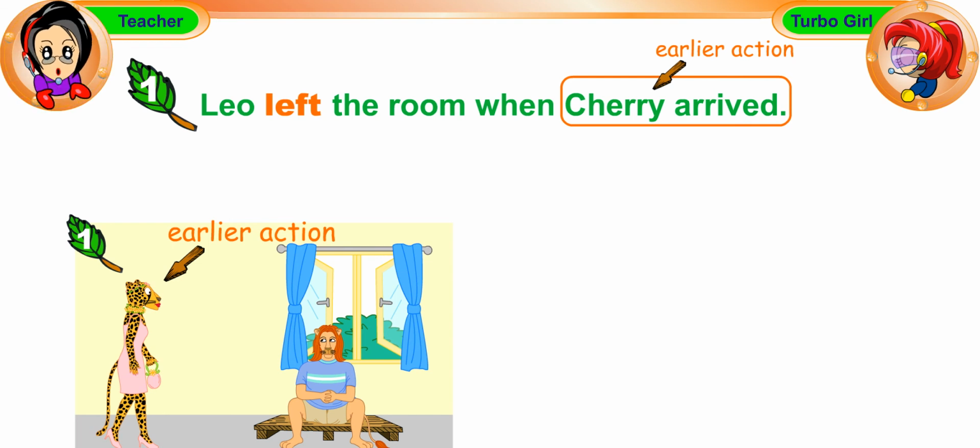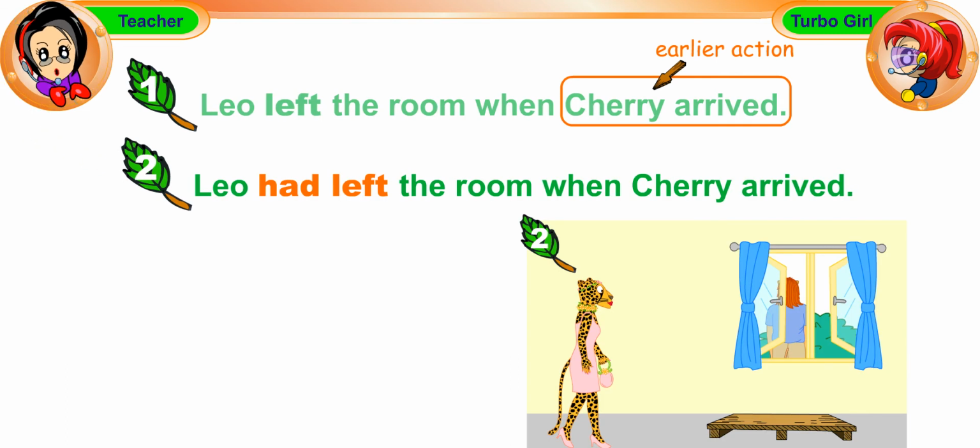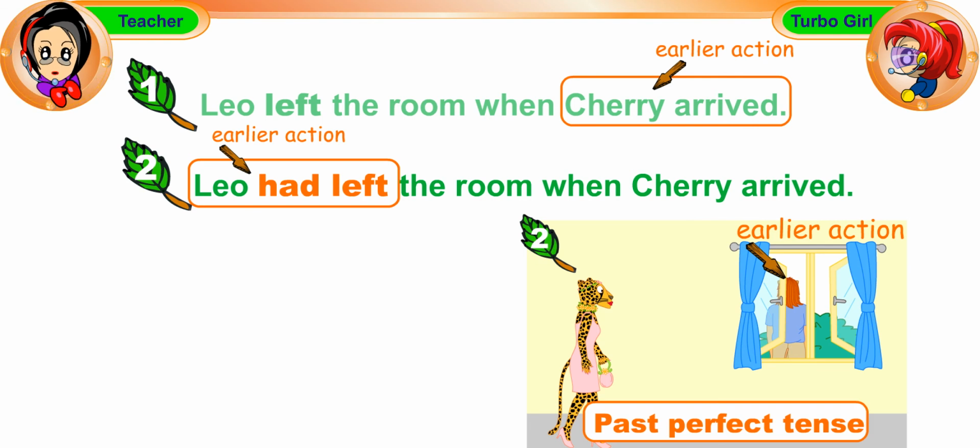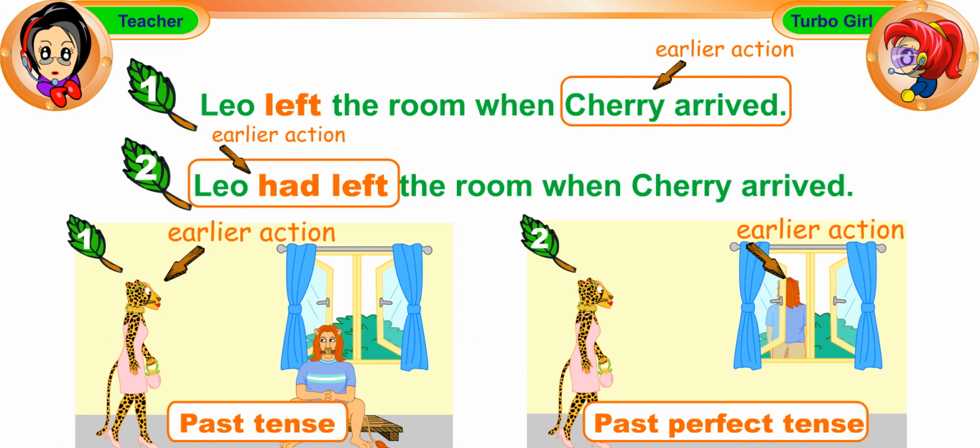Let's now look at sentence 2. Sentence 2. Leo had left the room when Cherry arrived. In sentence 2, the earlier action is Leo leaving the room. This means that Leo did not get to see Cherry at all, as he had left the room first. So, by using the past perfect tense had left instead of the past tense left, we make it very clear that this is the earlier action.